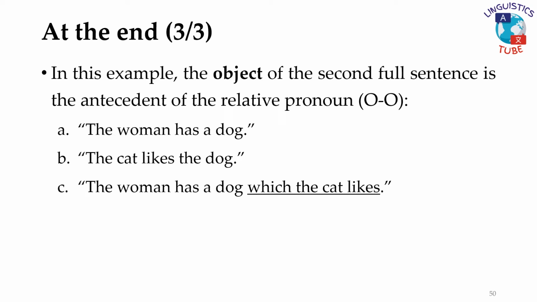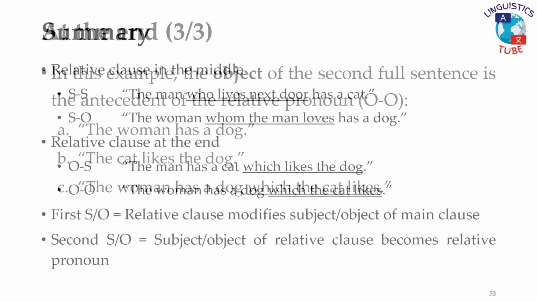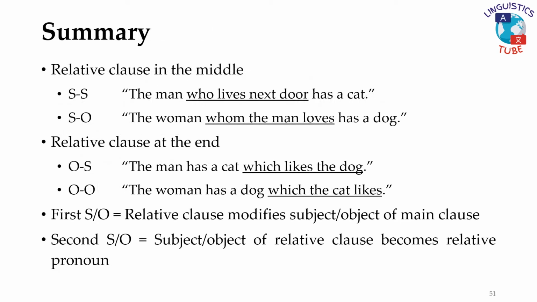The relative clause modifies a dog, because we know more clearly which dog is being referred to. Secondly, the object of sentence B is transformed into the relative pronoun which in the main clause. Therefore, there are four ways to fully describe relative clauses: SS, SO, OS, and OO. You can see a summary of this on the screen now. Please pause the video and have a quick look to ensure you understand the four complete descriptions.